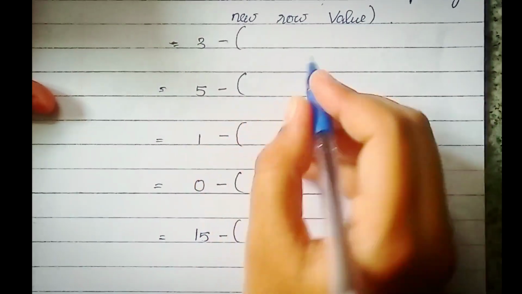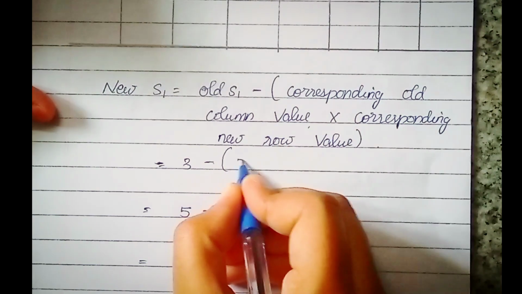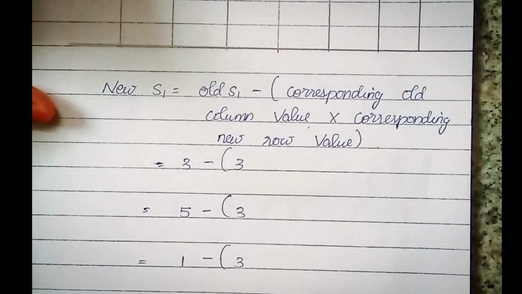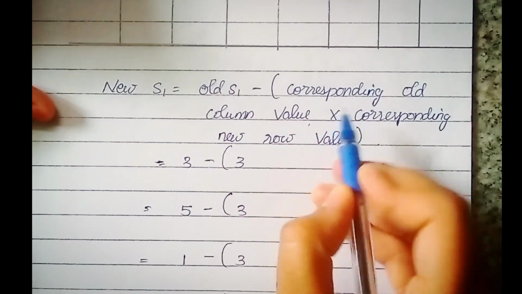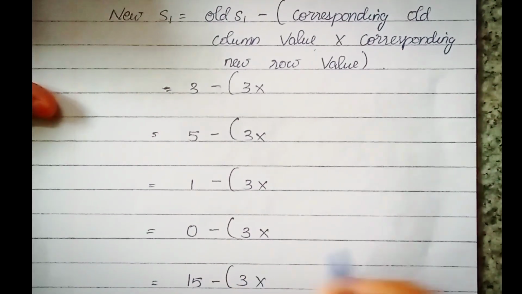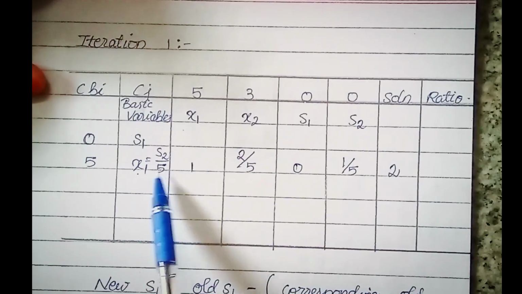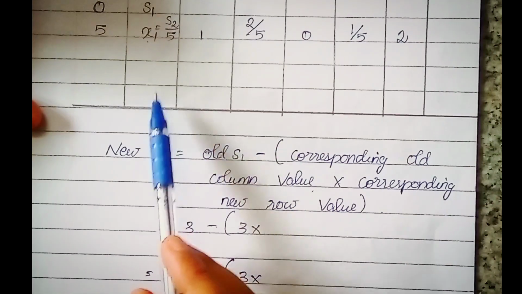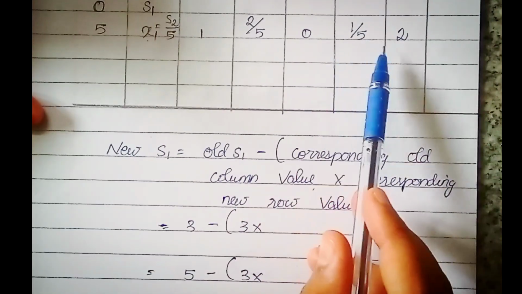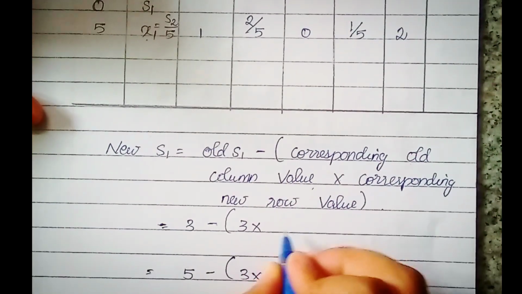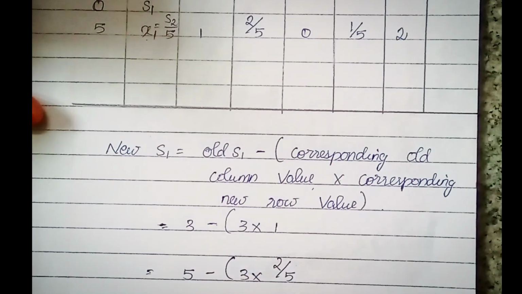So just follow the formula. The corresponding old column value is 3, 3, 3, 3 and 3. Put the into symbol for all the numbers. Corresponding new row value for S1: the new row value is this. Just follow the formula: 1, 2 by 5, 0, 1 by 5, 2. So just substitute the numbers 1, 2 by 5, 0, 1 by 5 and 2.